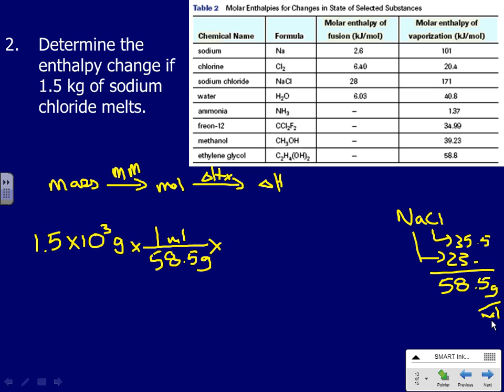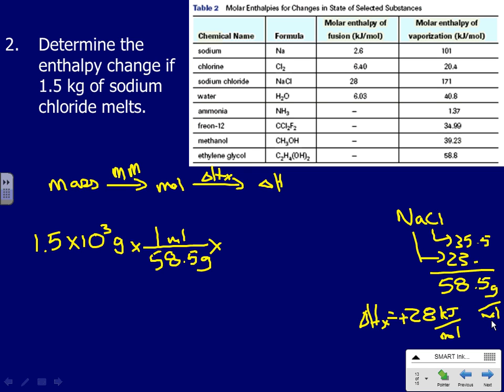Now we're in new territory. I need my delta HX. So let's write that off to the side like we would write any conversion factor. I am melting sodium chloride, so I want fusion. Sodium chloride is right there, 28 kilojoules per mole. We're melting it. We're going from a solid up to a liquid. So what sign will there be here? It'll be positive because the energy is increasing.